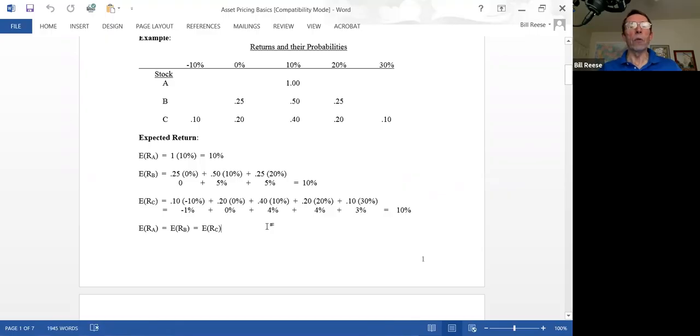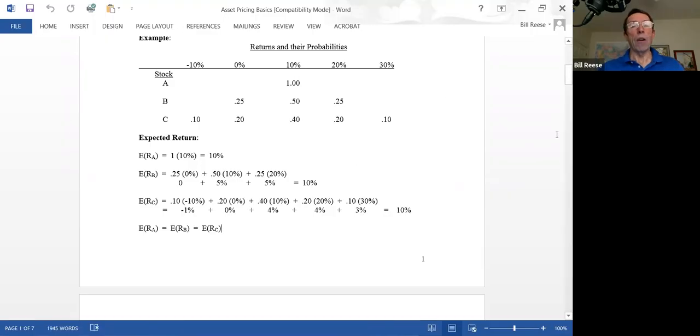So if we're looking for a stock with a higher expected return, we're indifferent between the three of them. All three of them give us the exact same expected return. However, they don't all three give us the same amount of volatility, the same variance, the same standard deviation.